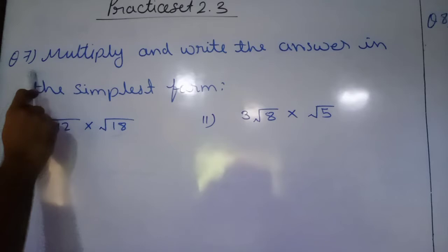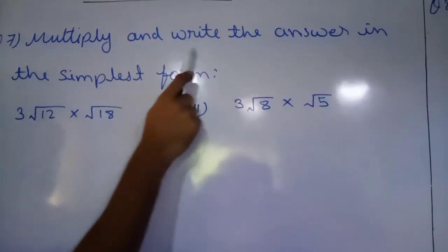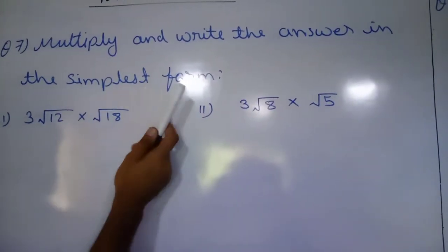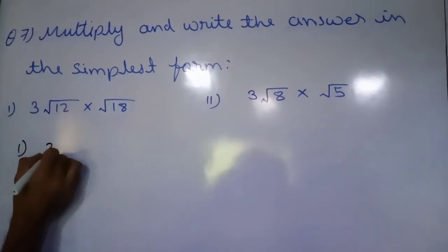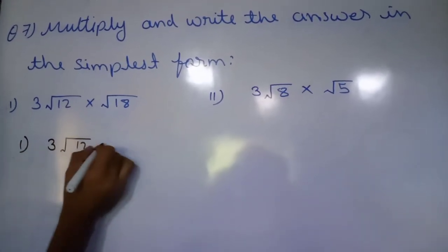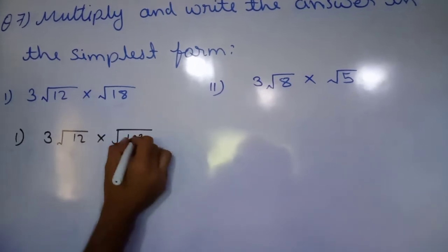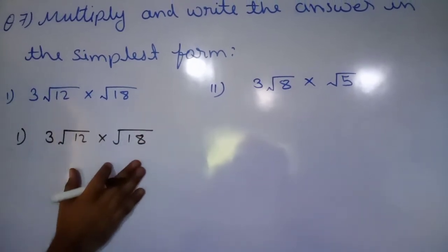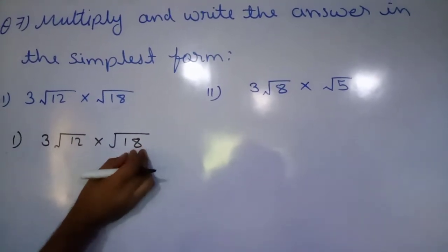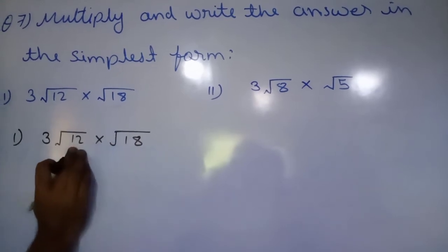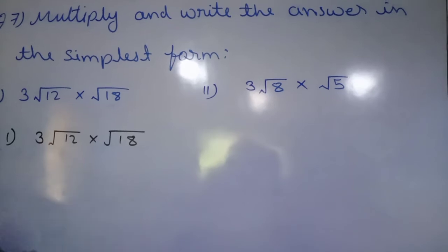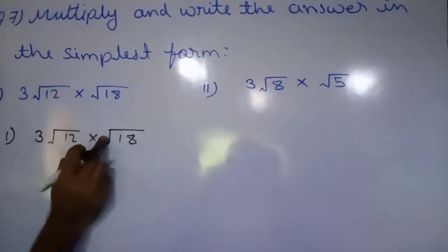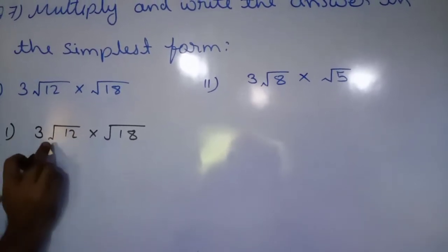Next sum is question number 7. Multiply and write the answer in the simplest form. See, here we have question number 1, 3 root 12 into root 18. What we have to do is factorize the radicands first, and we are going to take as much as possible outside of that surd. In both surds we have order 2.